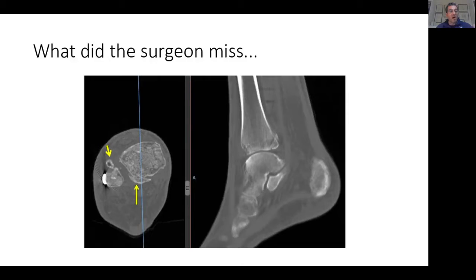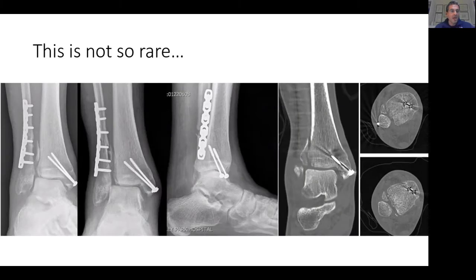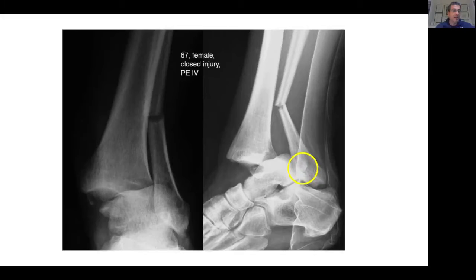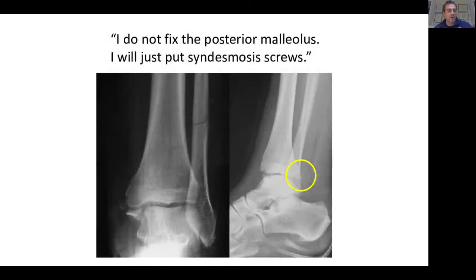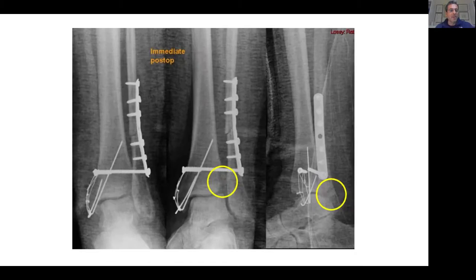So there was avulsion anteriorly and posteriorly, and this was the reason why the syndesmosis was not in the right place, even postoperatively. And this is not so rare. This is common, more common than you think, like in this case. So there is a little fragment there accompanying the fibula, and that's part of the posterior malleolus. And this is really small, so the surgeon said, well, I don't have to fix this little fragment. I just put syndesmosis screws to stabilize this.